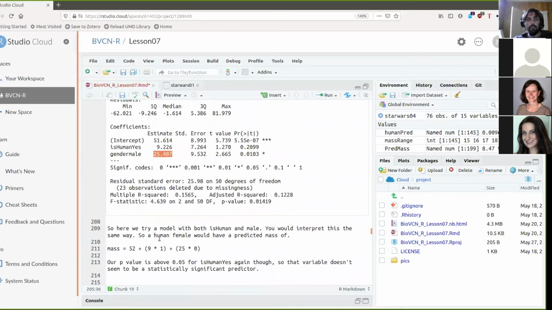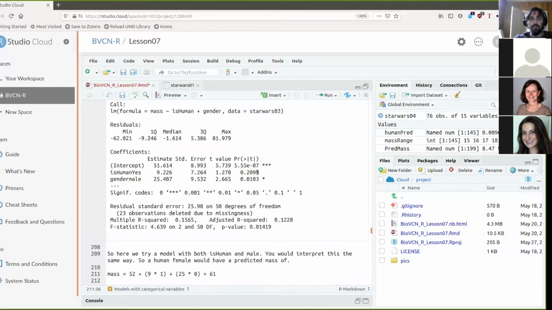So we say that if we have a human female, that would be 52, that's our intercept, plus 9 times 1. So that's our coefficient for whether they're human, and they are human, so they get a 1. And they're female, so they get a 0 for being male. So it's 52 plus 9 times 1 plus 25 times 0, and that equals 52 plus 9, 61. I think I got that right.